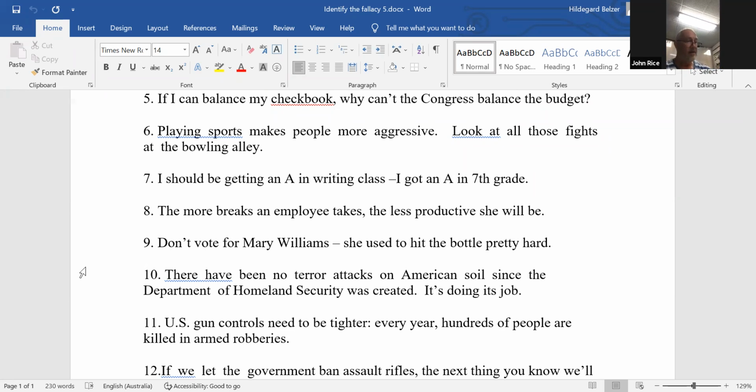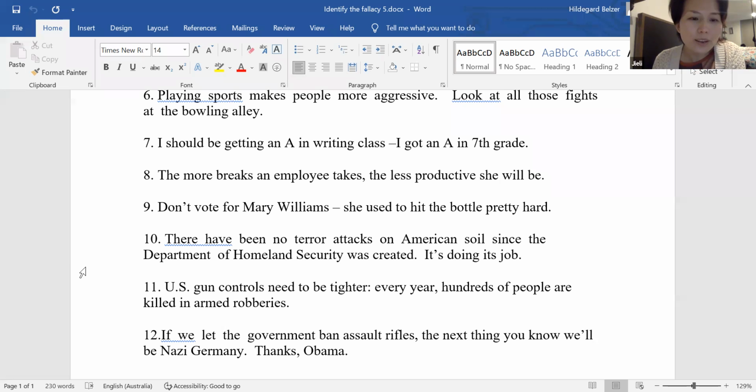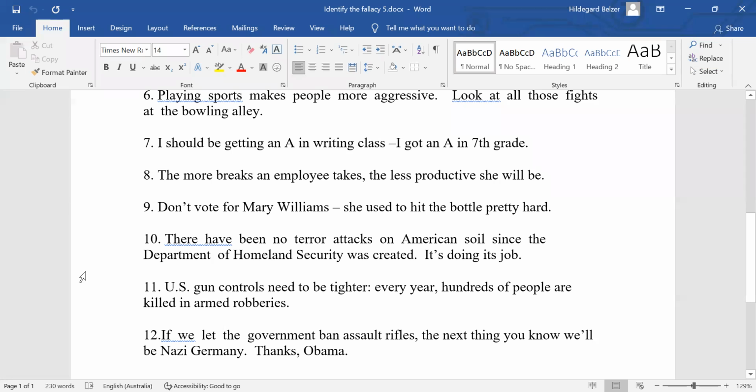Yeah, Heinz. There have been no terror attacks on American soil since the Department of Homeland Security was created. It's doing its job. Hilly, can you read number 11? US gun controls need to be tighter. Every year, hundreds of people are killed in armed robberies. Good, thanks. And Maggie, if you have a go at number 12. Yeah, sure. If we let the government ban assault rifles, the next thing you know, we will be Nazi Germany. Thanks, Obama.